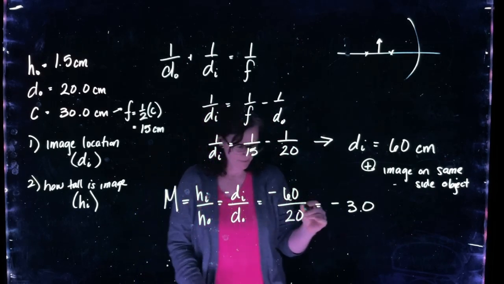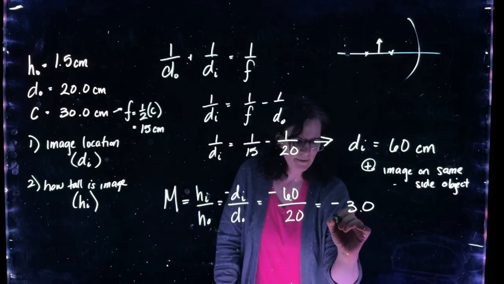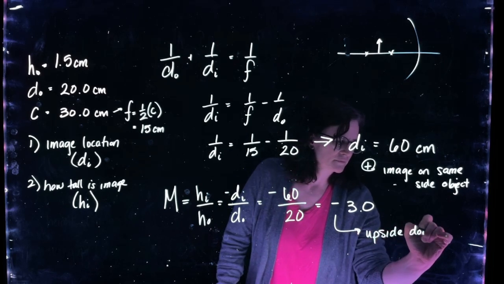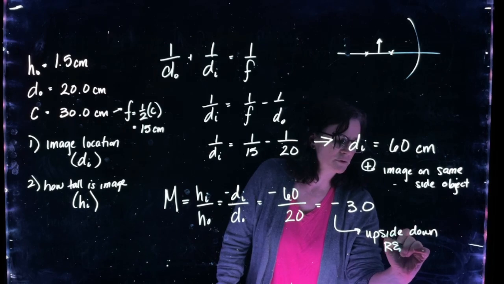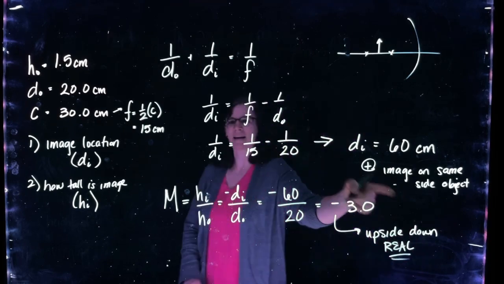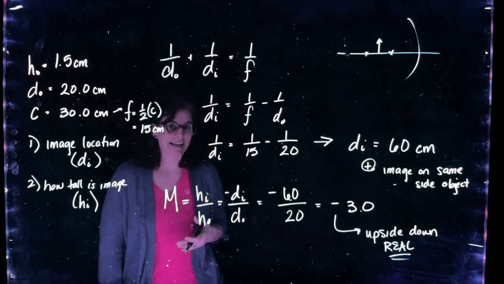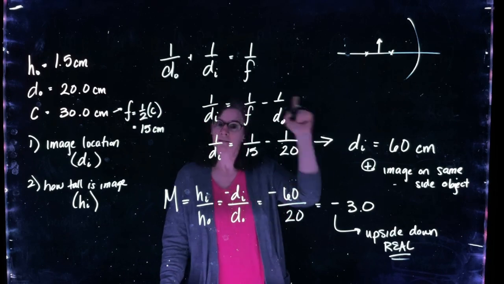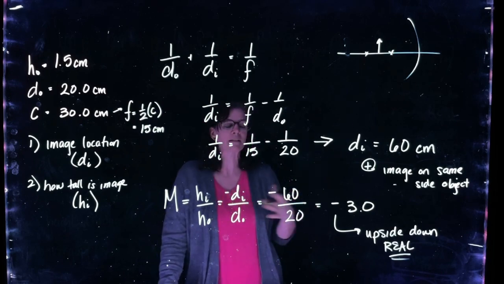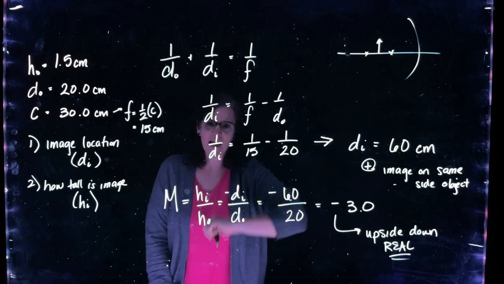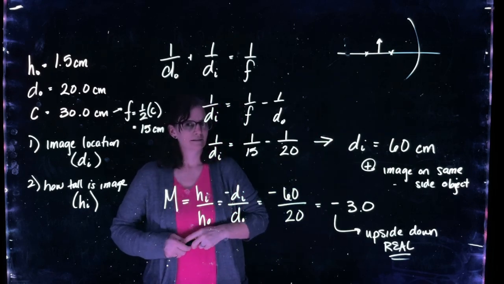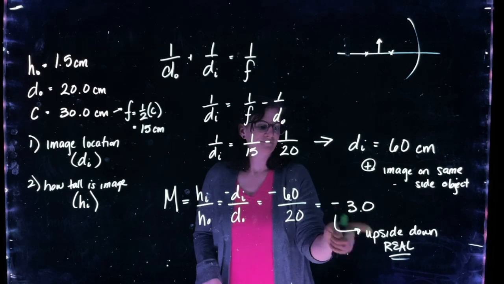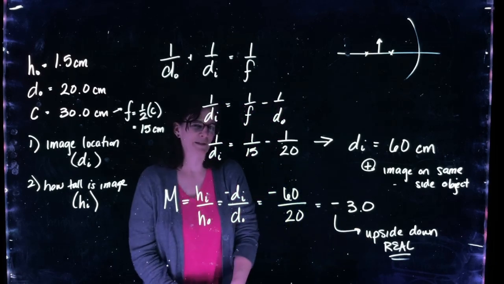Now, what does the minus tell us? Well, the minus, remember, tells us that the image is upside down. That means it's a real image. Is that what I would have expected out of this converging concave mirror? Yeah. Unless I'm inside the focal point, I'd expect a real image on the same side of the mirror as my object. So it's going to be upside down, and therefore that tells us it's real.